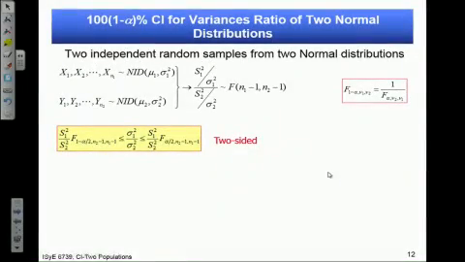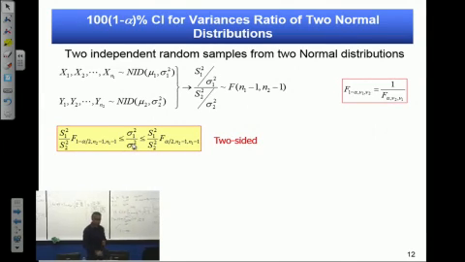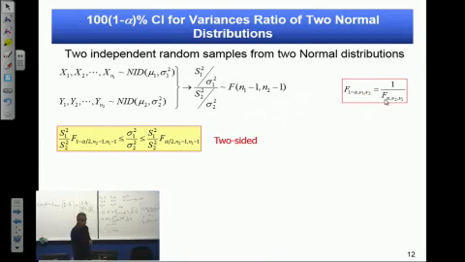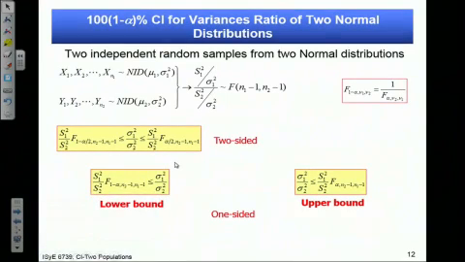Okay. For the case that we want to find the confidence interval for the ratio of variances, then we use the F distribution. This is very important. We know that there is a relationship between F of nu 1 and nu 2 degrees of freedom and F of nu 2 and nu 1 degrees of freedom. We're going to use this relationship for constructing the two-sided confidence interval or two one-sided confidence intervals.